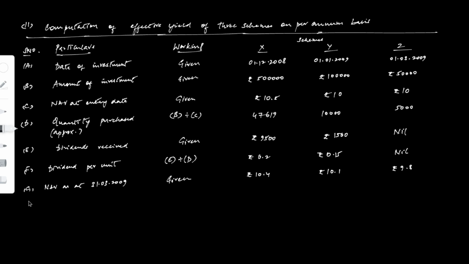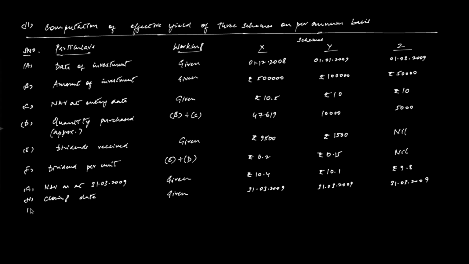So first I will write down the closing date. The closing date given in all cases is 31/03/2009. Now I'll find the holding period. This is nothing but closing date minus date of investment, that is H minus A.